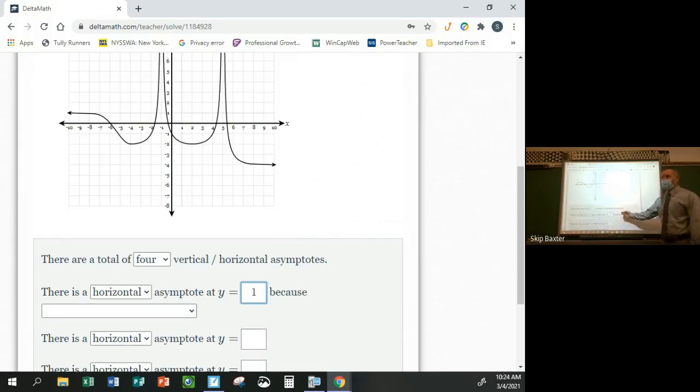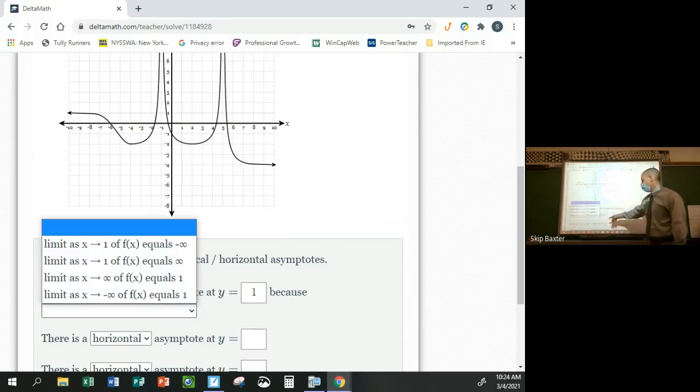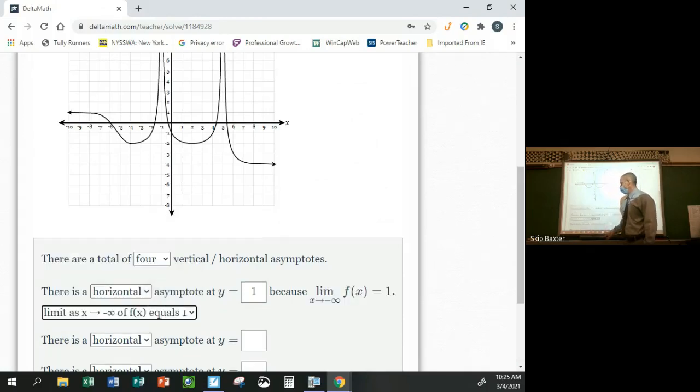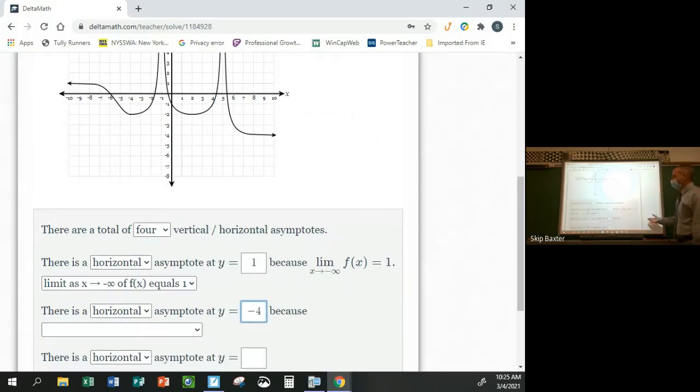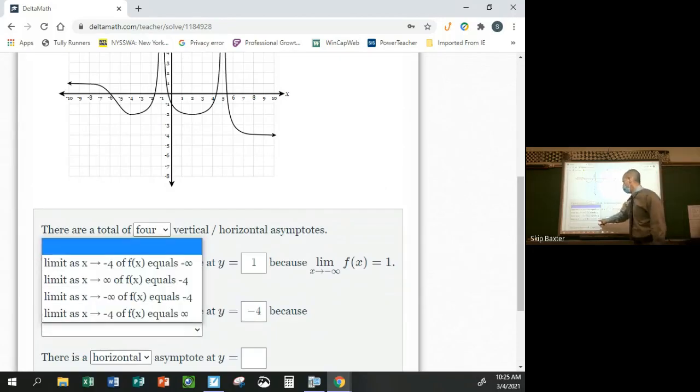And then they're going to ask you why that is. Well, the reason there's a horizontal asymptote is because the limit as x goes to negative infinity is 1. There's a drop-down menu, and you can see the different choices, right? It's because the limit as x goes to negative infinity is 1. And then you just do this for each one. Let's just do the horizontal ones first. This other horizontal one is y equals negative 4, because the limit as x goes to positive infinity is negative 4. That's that choice.